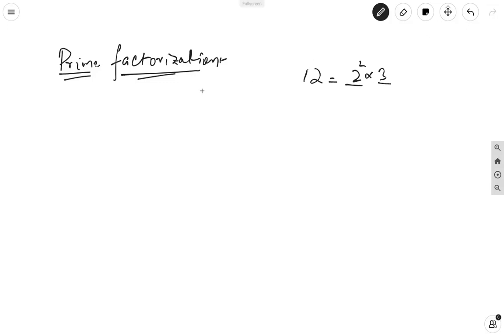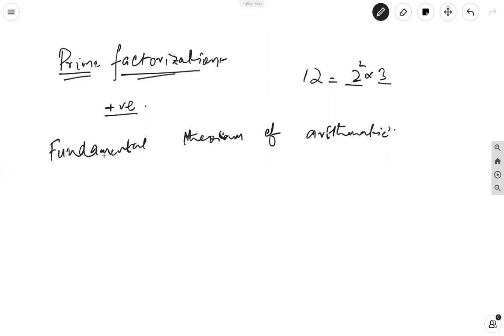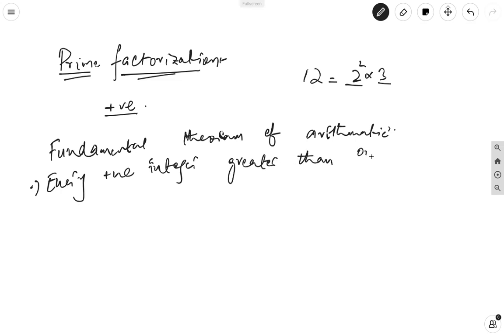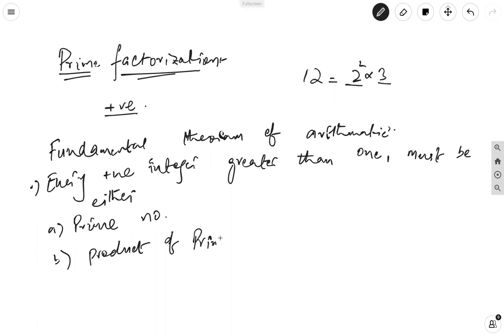Yes. So basically prime numbers are the building blocks for positive integers, right? Because prime numbers can't be negative, first thing. There is a fundamental theorem of arithmetic. It states that every positive integer greater than 1 must be either a prime number or a number that can be written in the form of a product of prime numbers.